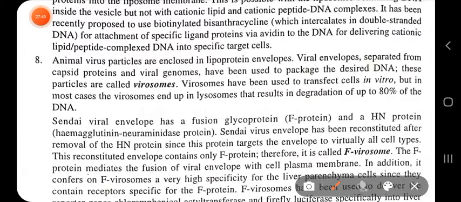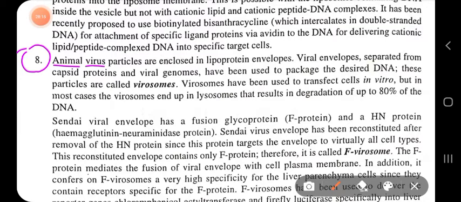Look at point number 8. It is also important. They will not ask you so much about the whole technique; you have to go through some of these points: improvement of liposome-mediated gene transformation. So what does it say?